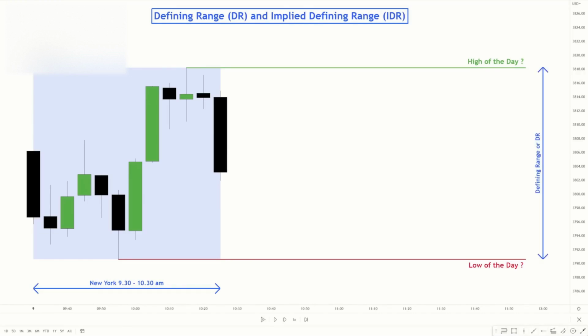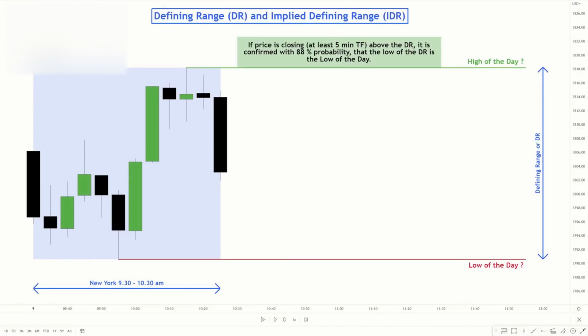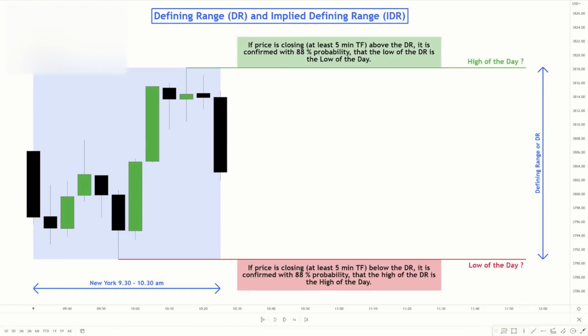At 10:30 New York time, we already know with 88% probability the high of the day or the low of the day. I say it again. At 10:30 in the morning, we already know with 88% probability the high of the day. If price is closing, at least in a 5-minute time frame, above the DR, it is confirmed with 88% probability that the low of the DR is the low of the day, and vice versa. If price is closing below the DR, it is confirmed with 88% probability that the high of the DR is the high of the day.